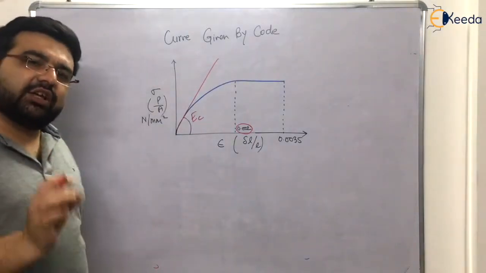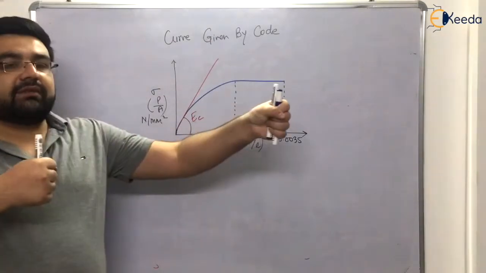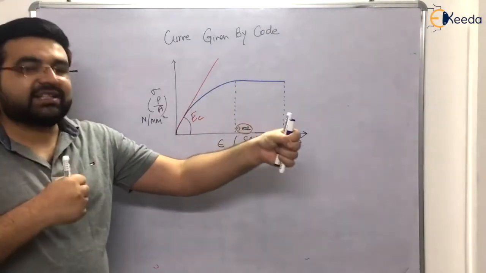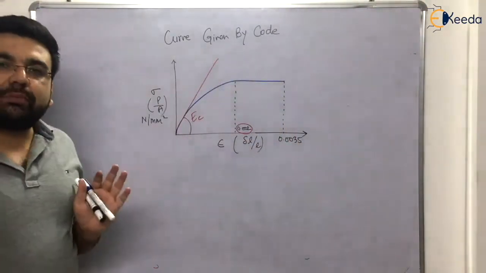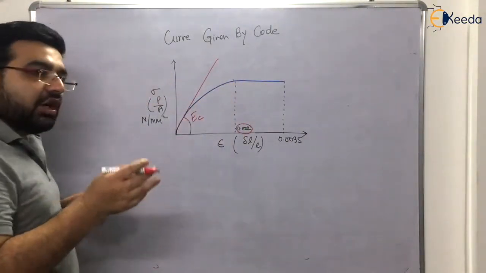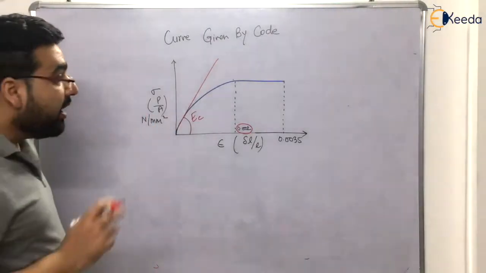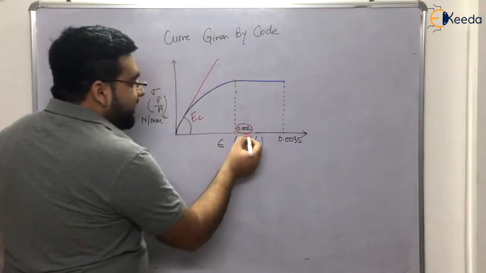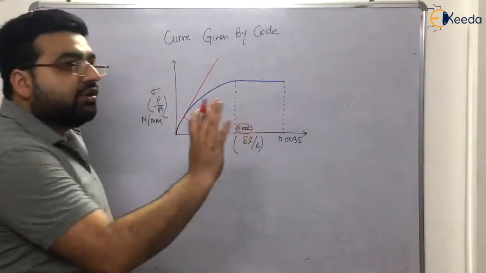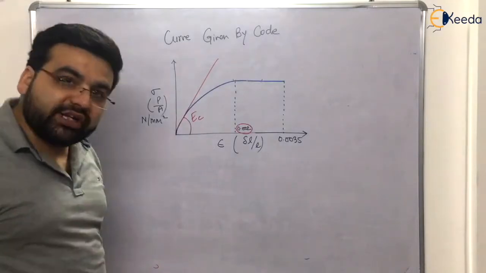Now what is elastic? You must know if you have studied fluid mechanics. Elastic means if you apply some force and then remove the force, the object or substance returns to its original position. It means that if you remove the load here, the concrete sample will return to its original position. But after this strain, after 0.002, if you remove the load, it will not come back to its original position. There will be some permanent deformation in the concrete sample, okay?